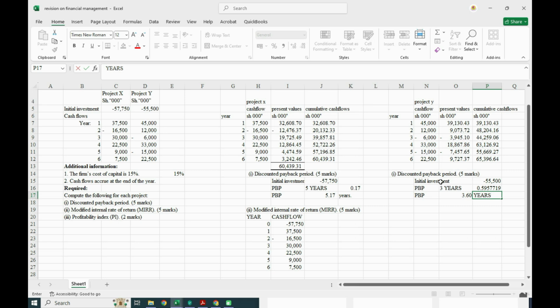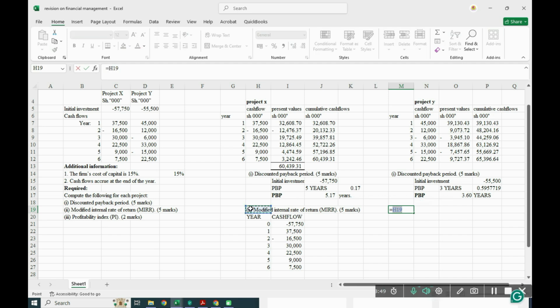So that is the period within which you shall be able to recover. This one is being recovered over a shorter period of time compared to the first project. So compared to project 1 or project X, this one we are recovering it faster. This was project X and this is project Y. If you are to propose, you shall propose we go with project Y, because the recovery period is shorter.